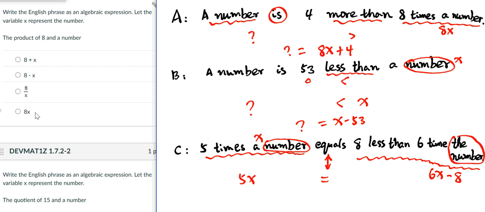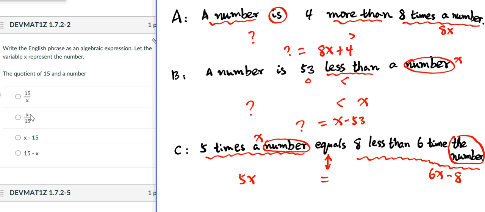So that would be this one. 8 goes first, and then the number goes second. Mathematically, we also call 8 the coefficient, and x is the variable. Between the coefficient, which is the actual concrete number, and the variable, if it's multiplication, we then do not write anything in between 8 and x.